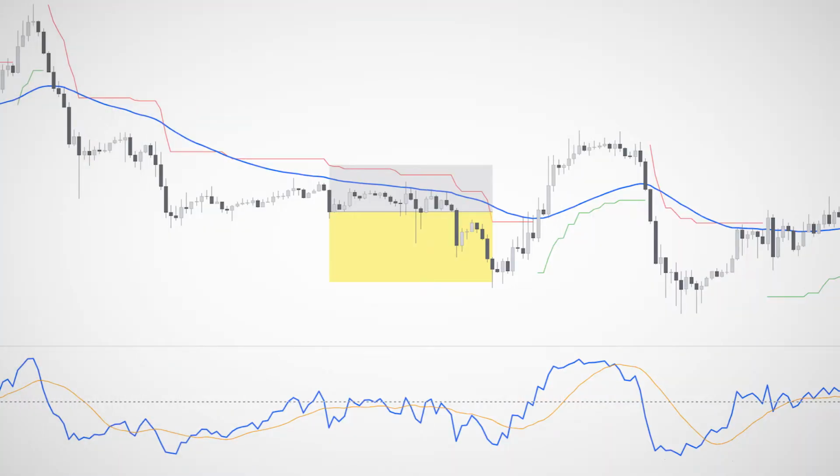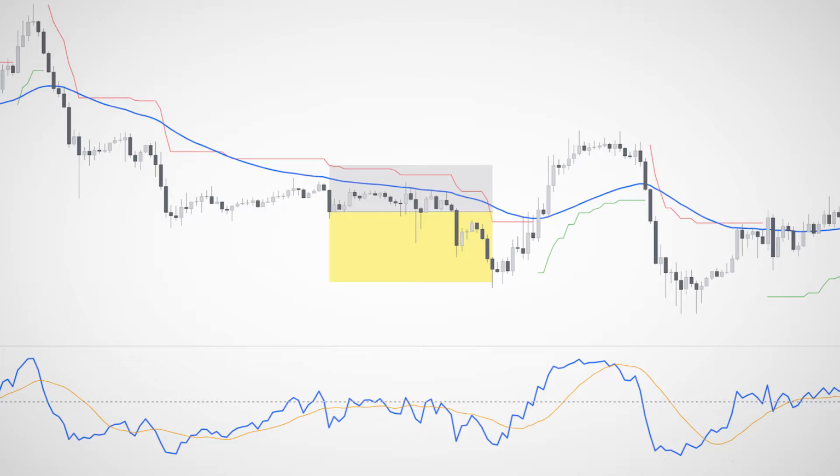I'm on a 1-hour Bitcoin chart, and here's an example trade. In this case, the price has reached the take profit level. This yellow area is the profit zone, and the gray area is where the price goes against our favor. So let's talk about how and why I decided to take this trade.